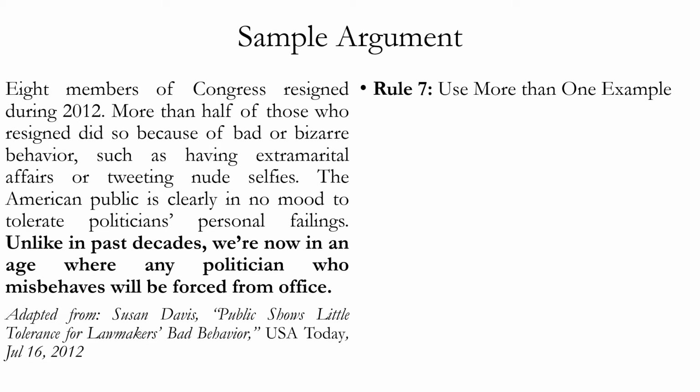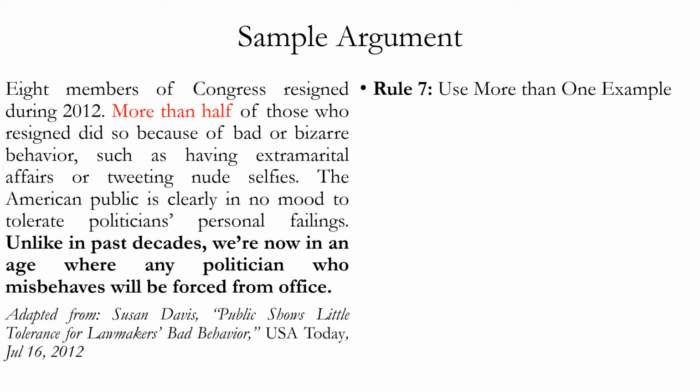So how good of a job does this argument do at following this rule? Well, we can see that the phrase "more than half" is all we get in terms of saying how many people are being used as examples. This is vague, so it doesn't even give us an exact number. And in order to interpret this "more than half," we have to look at the previous sentence. 8 members of Congress resigned in 2012. More than half did so because of bad or bizarre behavior. So we know it's somewhere between 5 and 8.